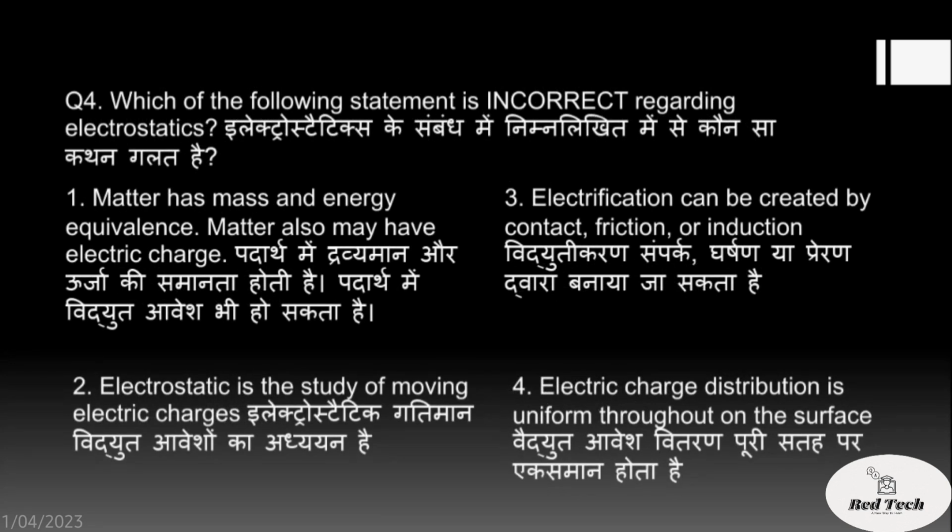Question number 4. Which of the following statements is correct regarding electrostatics? So we have to tell about the correct or basically incorrect statement of electrostatics. Option 1, matter has energy, mass and energy equivalence. Matter also has electric charge. Option 2, electrostatics is the study of moving electric charges. Option 3, electrification can be created by contact, friction or induction. Option 4, electric charge distribution is uniform throughout the surface.